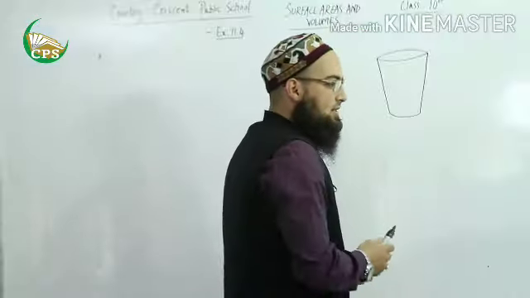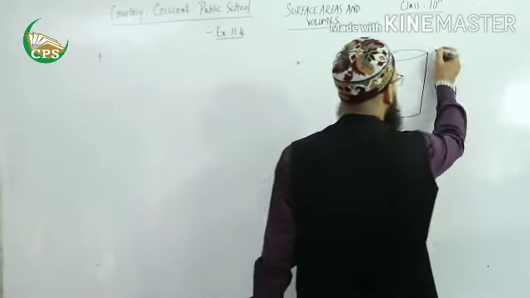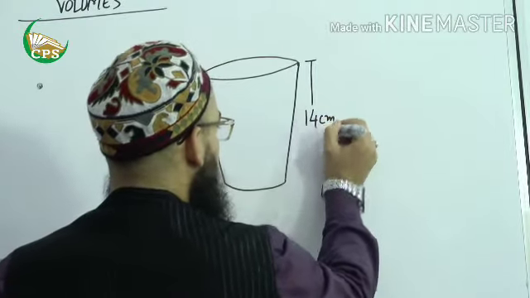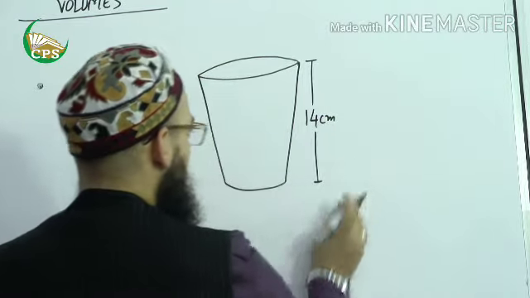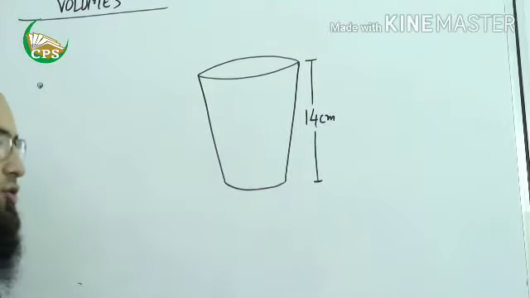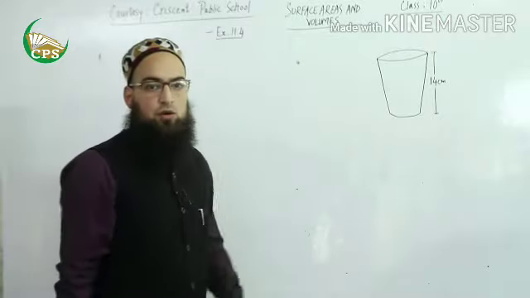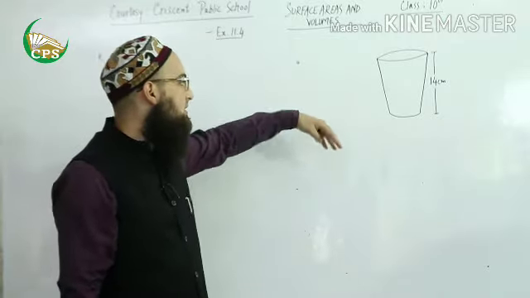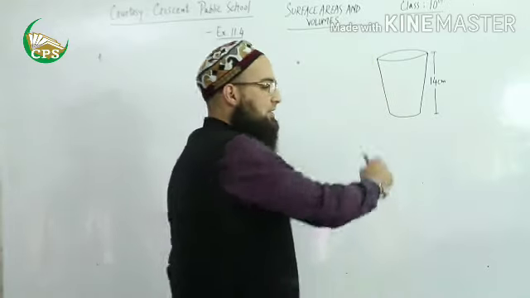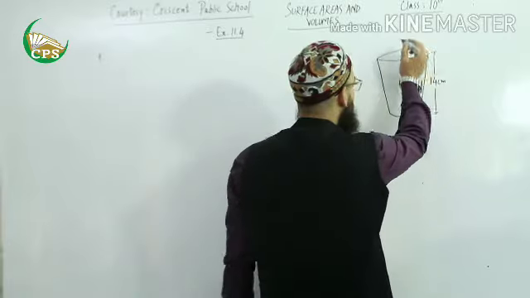Now, a drinking glass is of the shape of a frustum of a cone of height 14 centimeter. So here, our height is 14 centimeter. This is the height of this glass. The diameters of its two circular ends are 4 centimeter and 2 centimeter. We know frustum has two diameters, the upper part and the lower part. So, upper diameter is 4 centimeter.